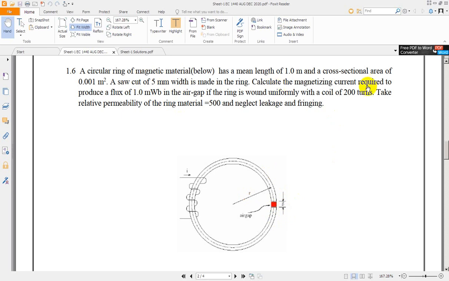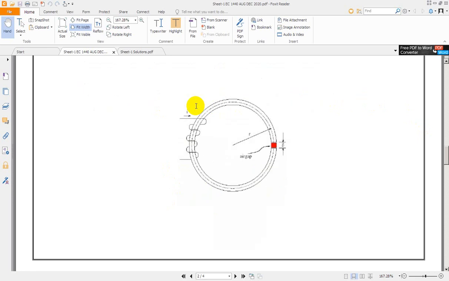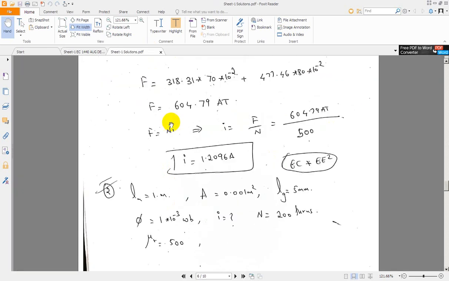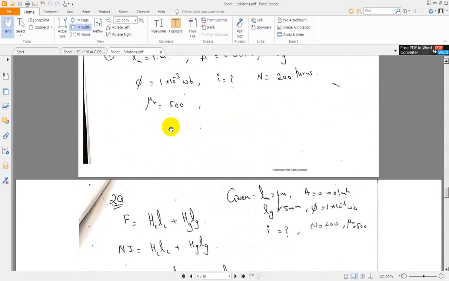We need to calculate the current value required to produce a flux of 1 milliweber. The air gap is wound uniformly, the number of turns of this coil is 200, and the permeability of the ring is 500. We need to calculate the magnetizing current I.